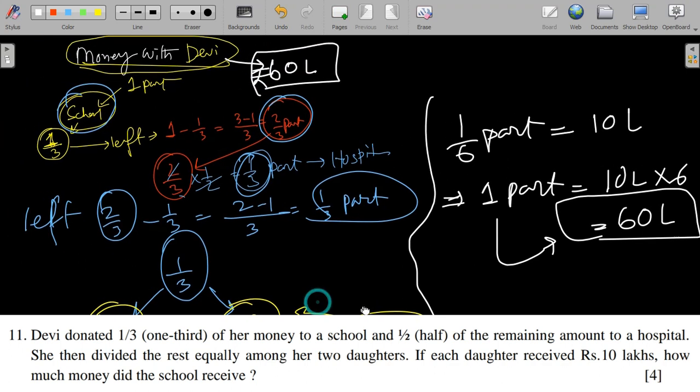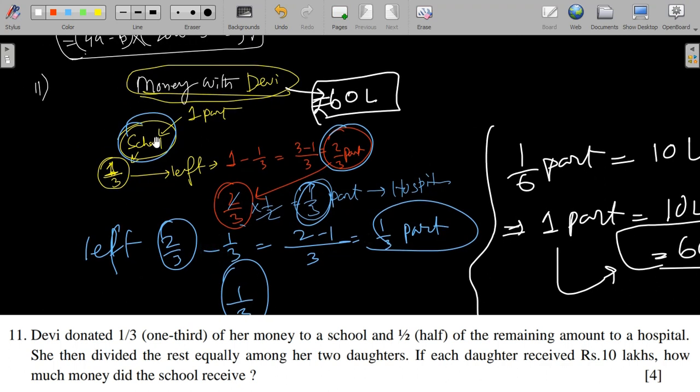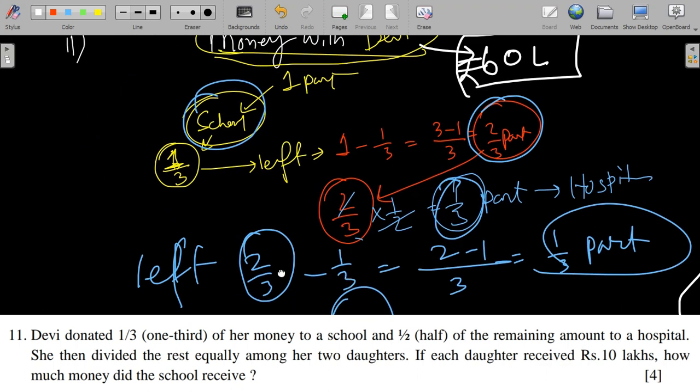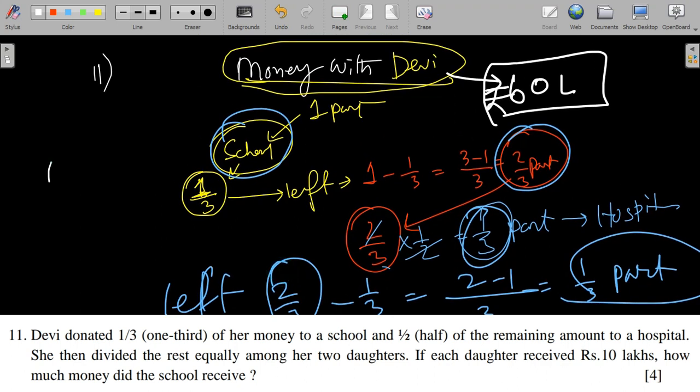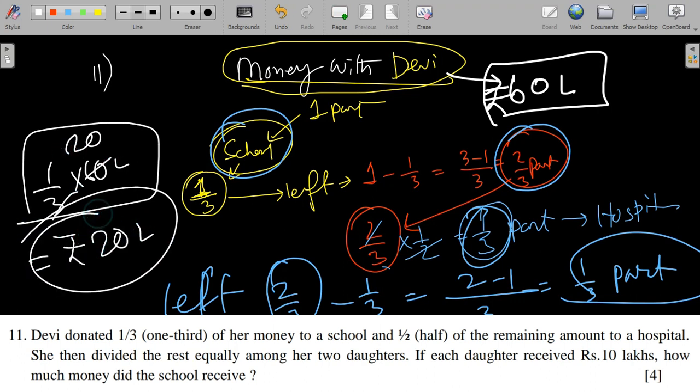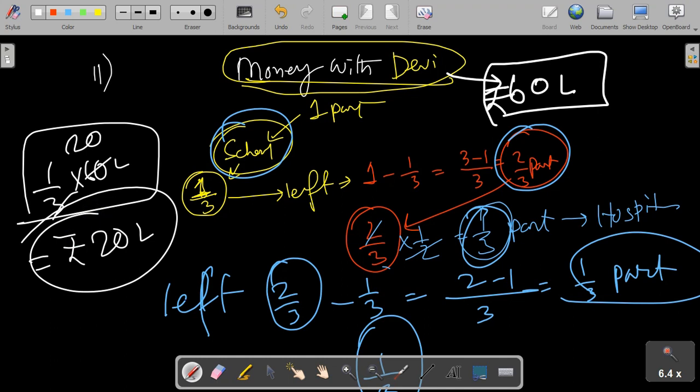Now the question became how much the school got. The school got 1/3. So 1/3 of 60 lakh, you cancel here, so 20 lakh. So the school will receive 20 lakh. I hope all of you have understood.